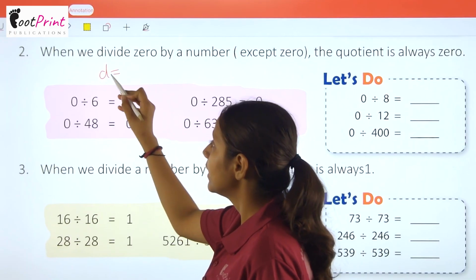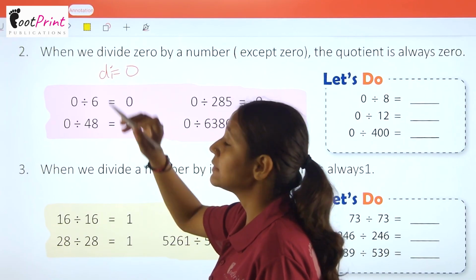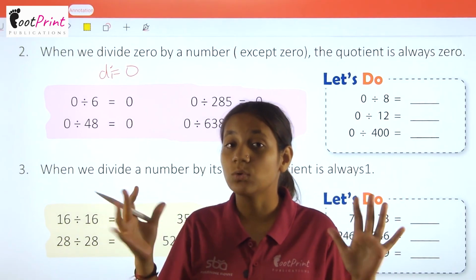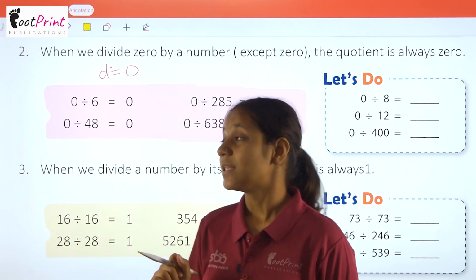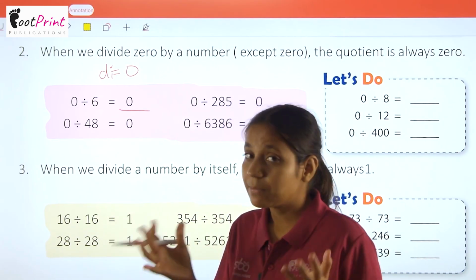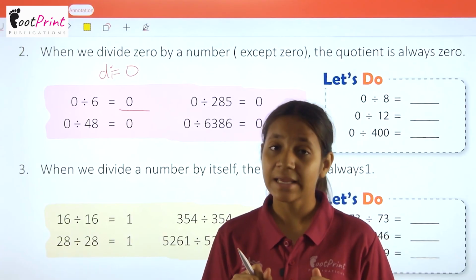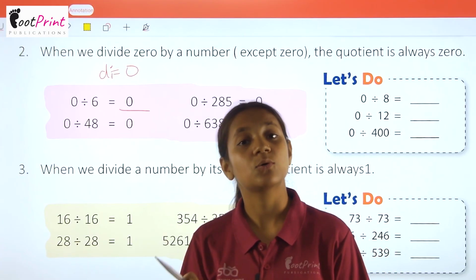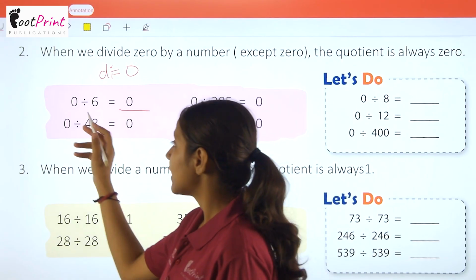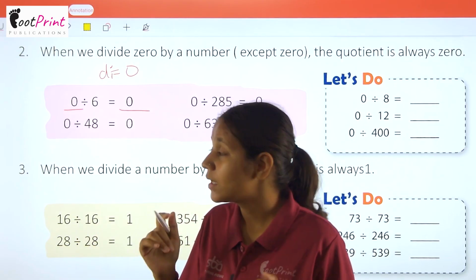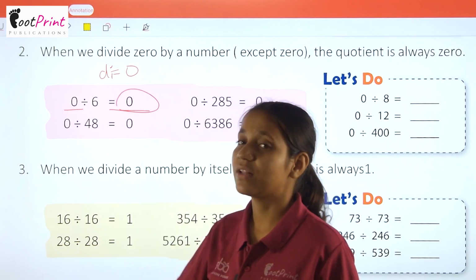Okay? What is our dividend? It is 0. That means I do not have anything to divide, but I have to divide in groups. That means no child will get anything. In any group we cannot distribute anything. That means we have 0 to divide, so each group will get 0.